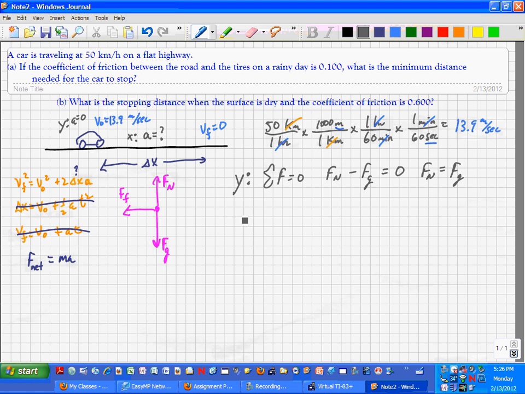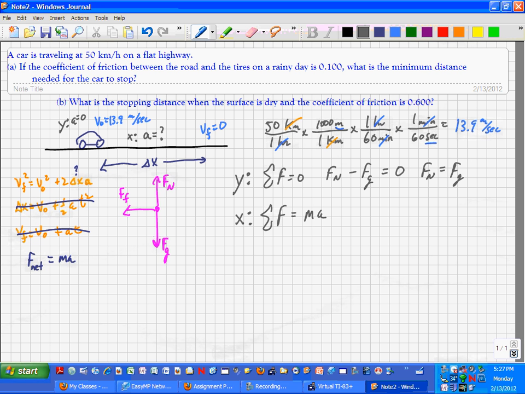In the x direction, the sum of the forces is going to be equal to ma. Problem is, I don't have mass. Again, we've seen other problems where we don't need mass.